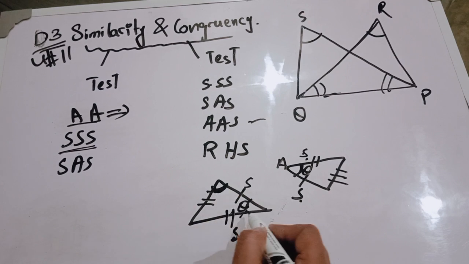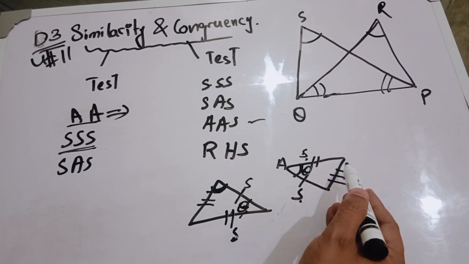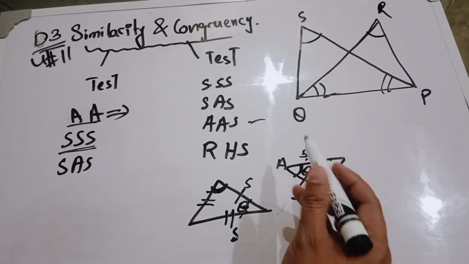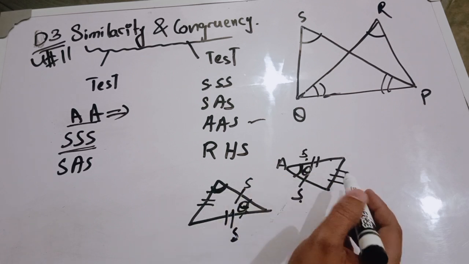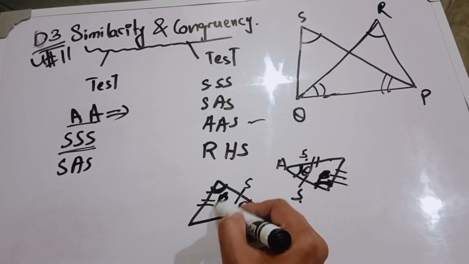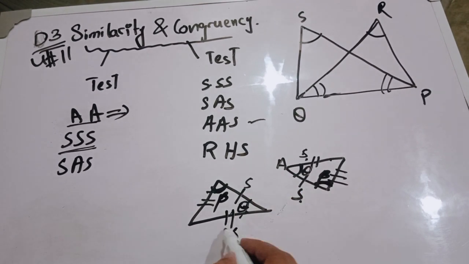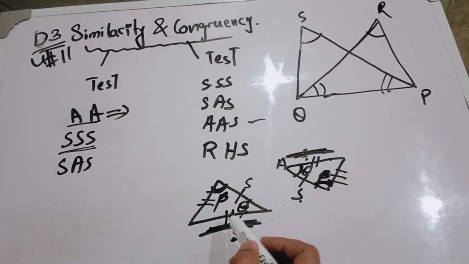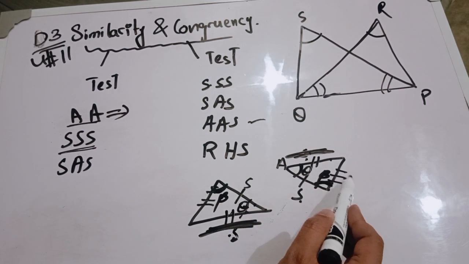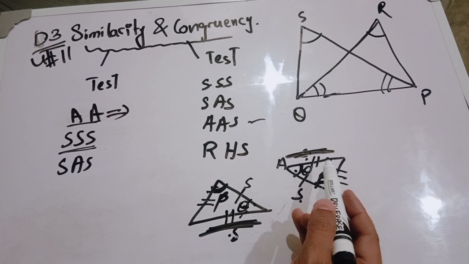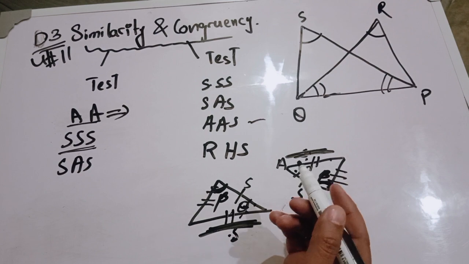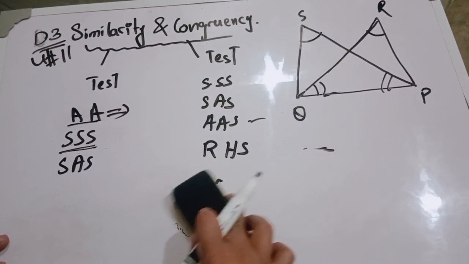And the third one was AAS, meaning two angles, any two corresponding angles. Suppose you have this angle and this angle, these two angles, formed with the first and third sides, beta and beta. If the two corresponding angles are the same and this side is equal to this side, we'll say AAS, so the given pair of triangles are congruent. And at the last we have RHS. This rule is utilized for right angle triangles.